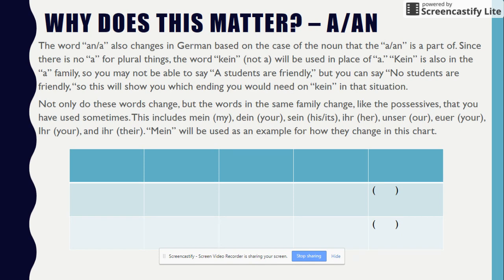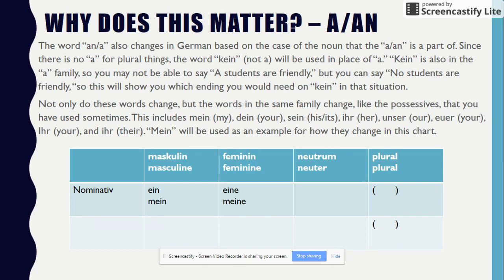Mein will be used as an example for how they change in this chart. You've used those the most. So we're going to start with masculine, feminine, neuter, and plural, and nominative. For masculine, it is ein or mein. For feminine, it is eine or meine. Neuter is ein or mein. And plural is keine or meine.